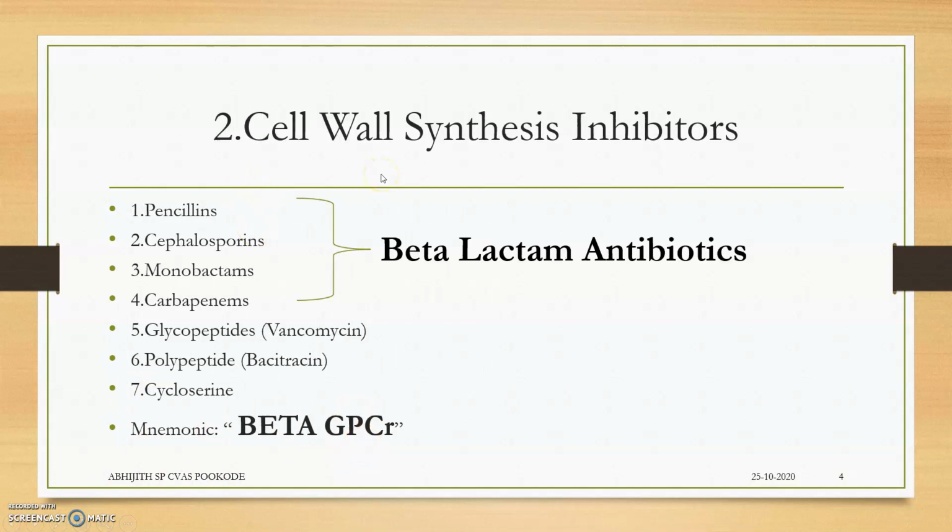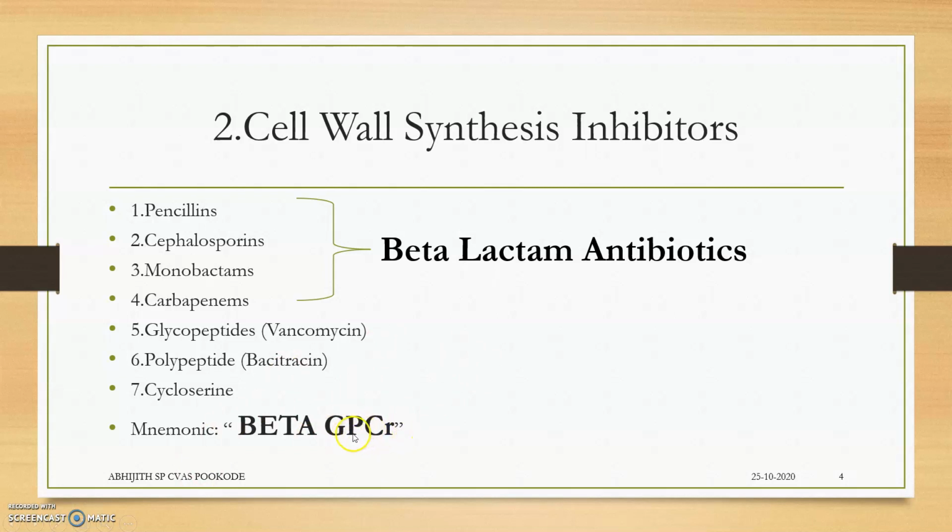The next one is the cell wall synthesis inhibitors, the most prominent ones used in the field. That is penicillins, cephalosporins, monobactams, and carbapenems, which are together known as beta-lactam antibiotics because they have a common ring, the beta-lactam ring. And then glycopeptides, polypeptides, and cycloserine. This is the beta-lactam group and this is GPC. So we have a mnemonic: beta GPCR. Actually, in GPCR, the R is nothing; it is there to get a proper mnemonic.